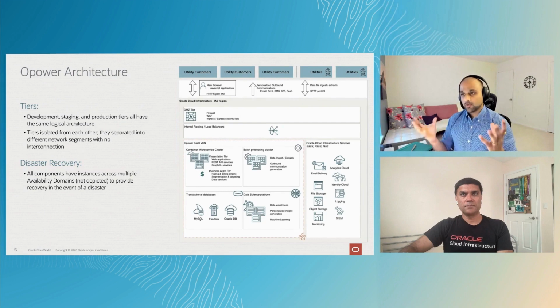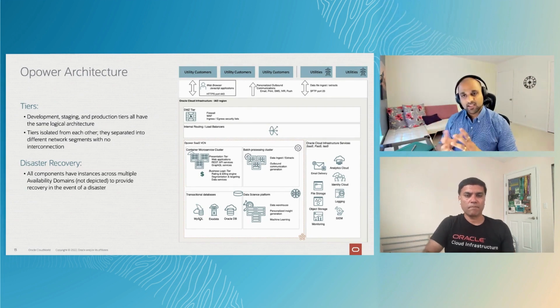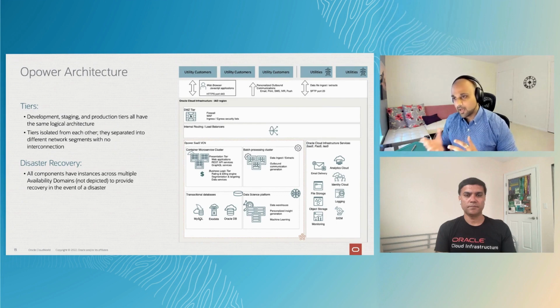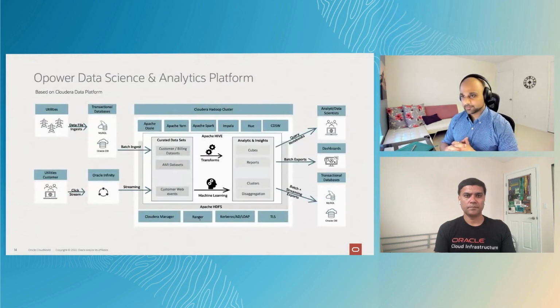We have our utility customers sending over their ingest, and we also have utility consumers directly interacting with the web widgets we provide, and all of this gets taken up by the Opower architecture. There are multiple aspects of this overall architecture, but we specifically focus on the Hadoop platform or the big data platform, which is denoted as a data science platform in this picture.